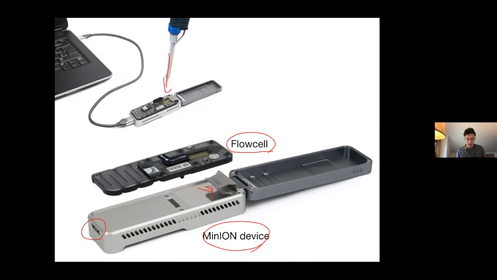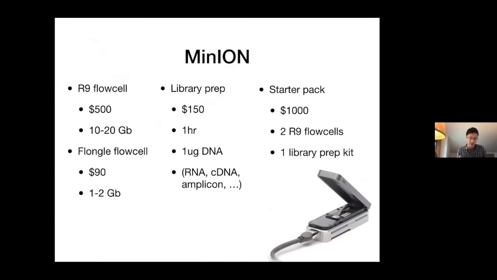Okay. So right, more information about MinION. The most common flow cell now is R9. There's R10 flow cells, but I think R9 is still the most common one. Each flow cell, if you buy them in bulk, costs roughly $500. If you use this correctly, and if you are not unlucky and get a bad flow cell, you can get roughly 10 to 20 gigabases per flow cell. There's also Flongle flow cells, a smaller one. It costs $90 and generates less data.